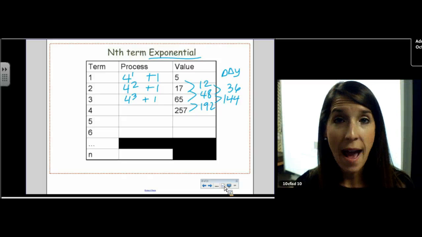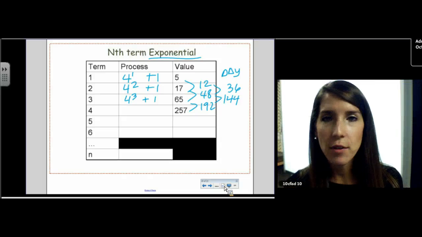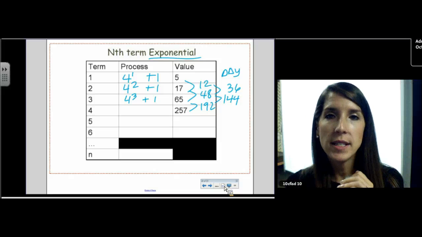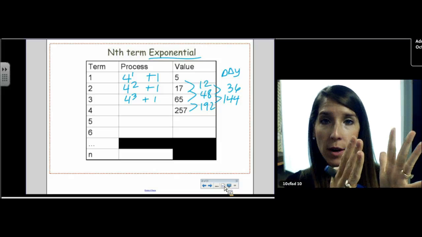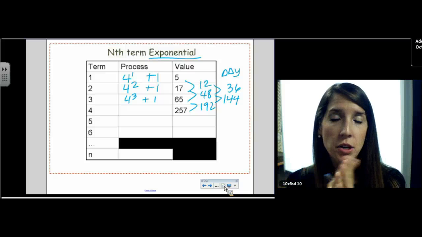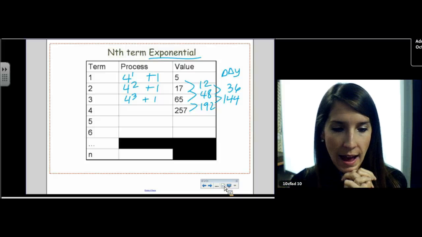So that one's not bad. Your exponential is never going to have a middle term. It's always going to be your number to a power and then a constant. So you're never going to have to worry about anything messy with that, okay?